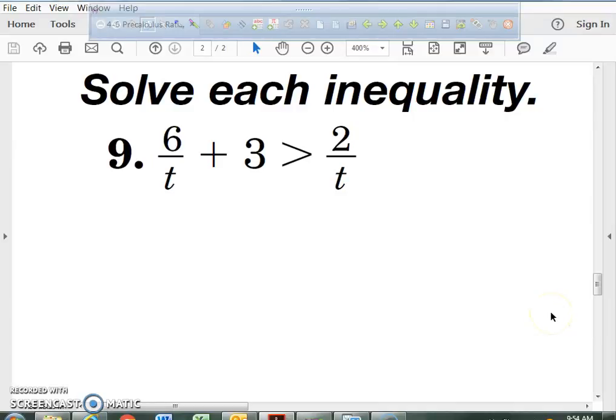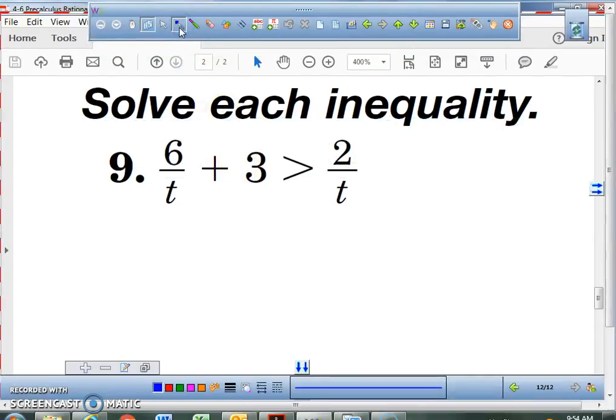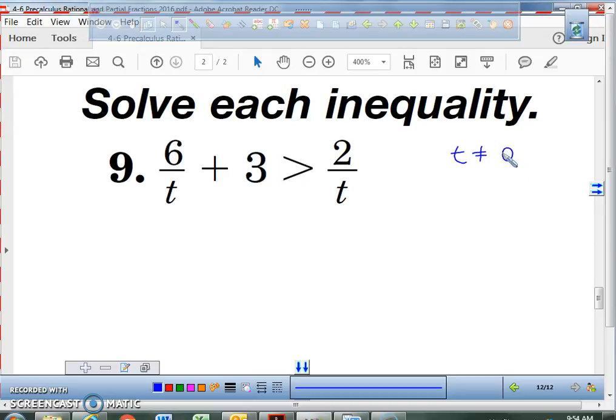Now we're going to solve these inequalities. These are a little bit trickier to solve than the normal inequalities because these are rational inequalities. We're dealing with variables in the denominator. So the first thing I would like us to do is realize what can t definitely not equal? What would be a bad number to plug in there? 0. Good. So we're going to say t cannot equal 0.